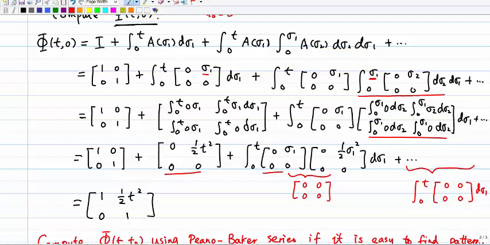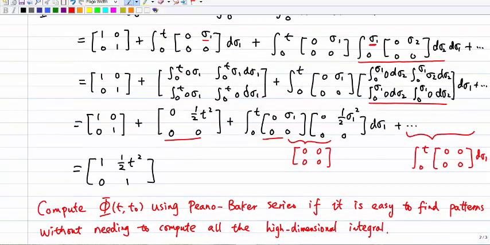So we put them together, you have 1, 1/2 t squared, 0, and 1. Okay? So here's a basic summary about when we use the definition to compute the transition matrix. The typical idea is to compute this transition matrix using the Peano-Baker series if it is easy to find patterns without needing to compute all the high dimensional integrals. If I have to compute until infinity and there's no pattern I can find, it's typically not easy, it's not possible, or at least you can't write a solution analytically.